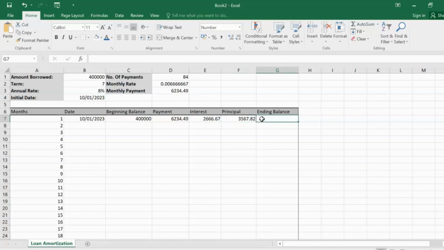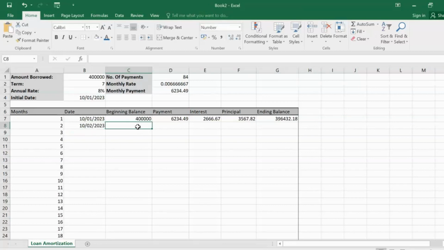The ending balance is equal to the beginning balance minus the principal. So this is the amount that we are remaining to pay for the next 83 months with the same interest rate and the same payment amount. The next payment is going to be on 10th of February because it's a monthly payment.